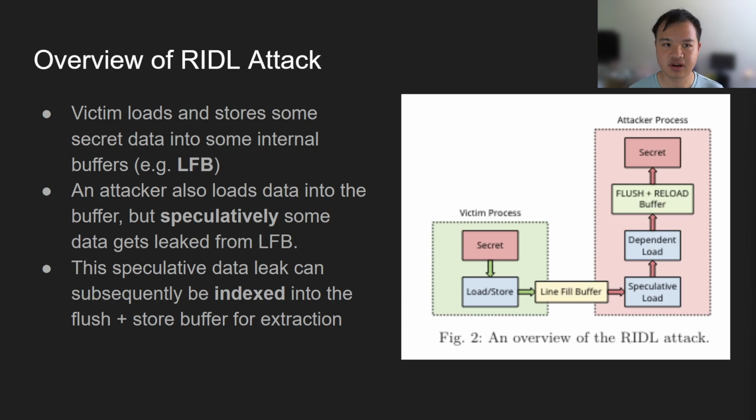Now, here's an overview of how the RIDL attack works. Basically, the victim loads some secret data into the load and store buffer, then eventually it gets loaded into the line fill buffer. At the same time, an attacker can load data through that same buffer, but in that process, speculatively, some data in the LFB gets leaked, and it actually resides inside some of the cache lines. And this speculative data leak can subsequently be indexed into the flush and reload buffer for extraction.